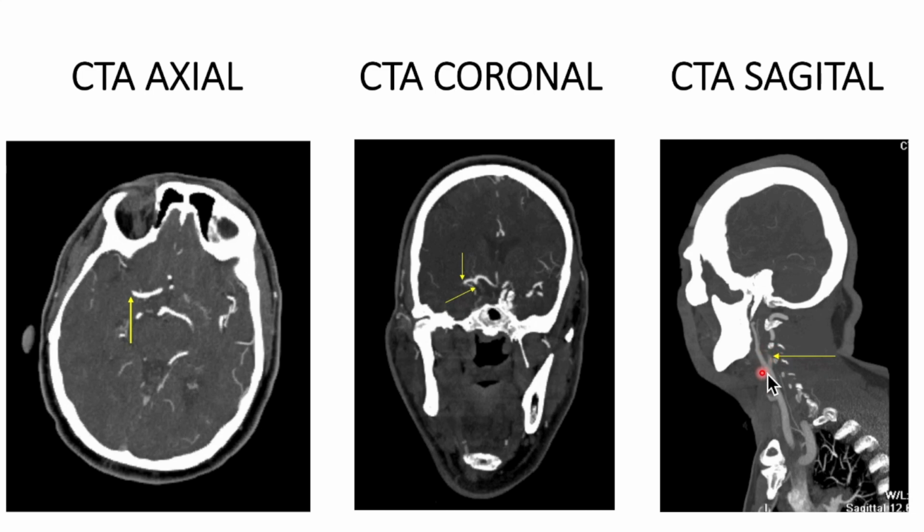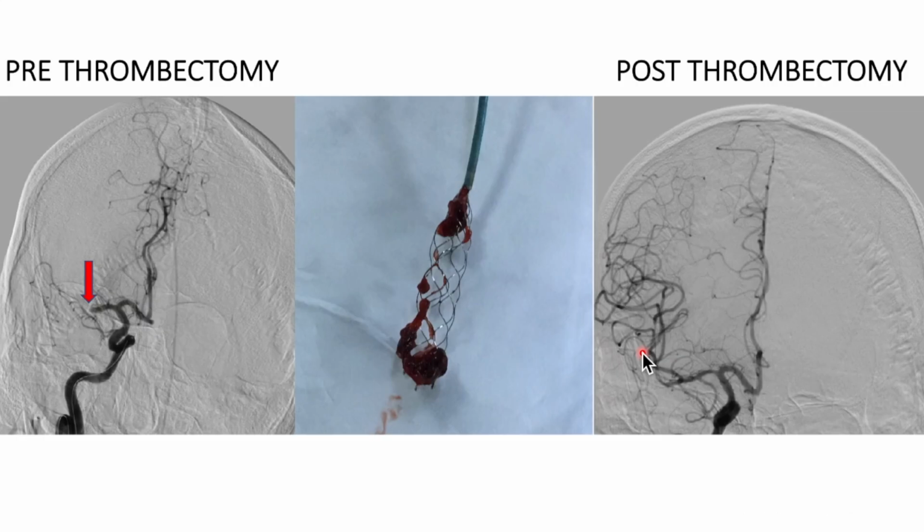This is just after the origin, and this is on the angiogram, pre-thrombectomy, MCA blocked here. That's the stent retriever that was used to take the clot out, and that's the post-thrombectomy. You can see all the blood vessels are back.